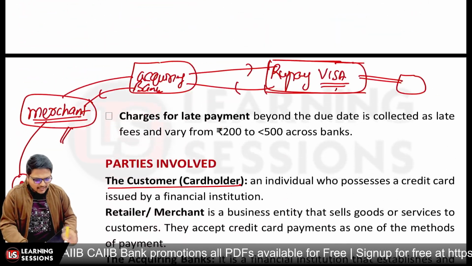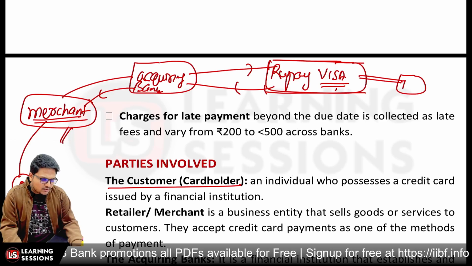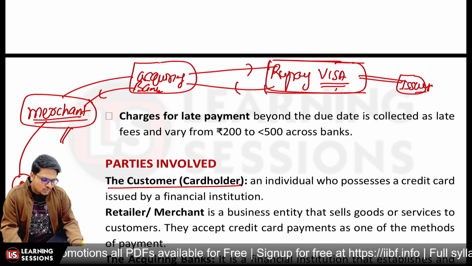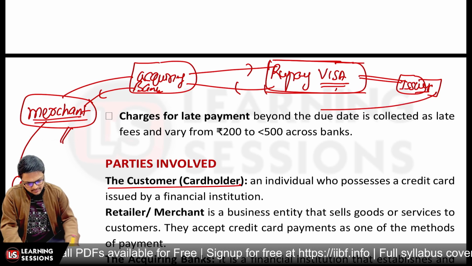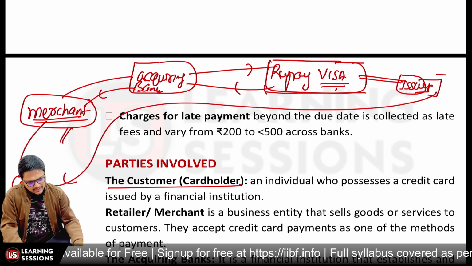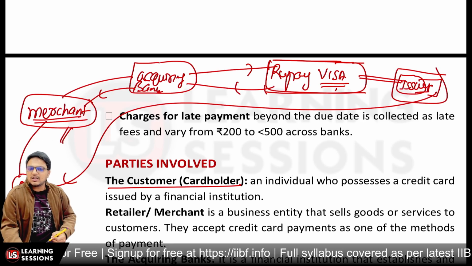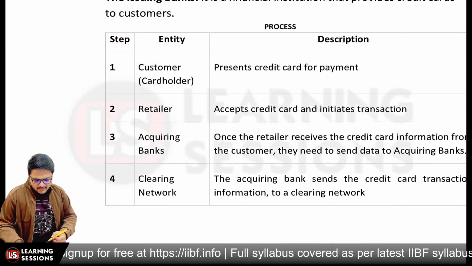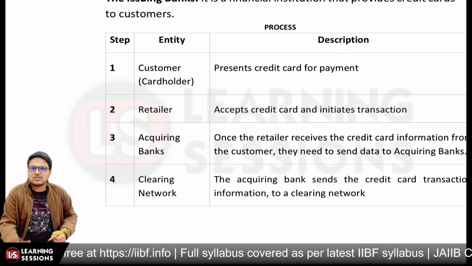And other than that, we also have the issuing bank in the picture. Now the issuing bank is the bank which has issued the credit card to the customer, and further they maintain the account of the customer, right? And after that, it's related to the process. Now let's understand the process.